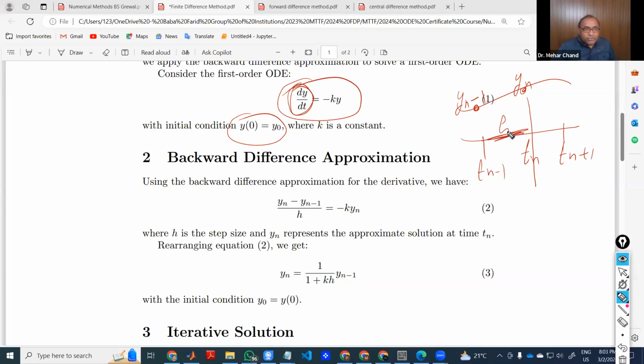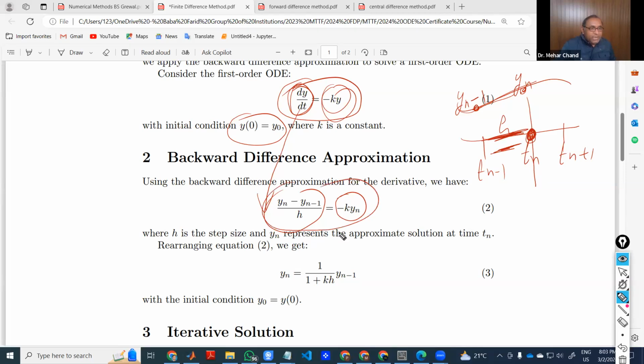When h approaches 0, the point you choose on the curve will become the tangent, and it will be equal to dy/dt. So that will be (y_n - y_{n-1})/h, and the right-hand side we want to compute at this point, which becomes minus k y_n. And what is h? h is the step size.